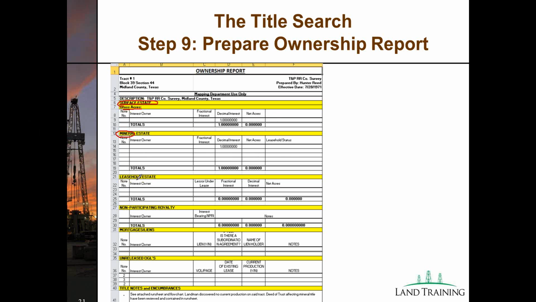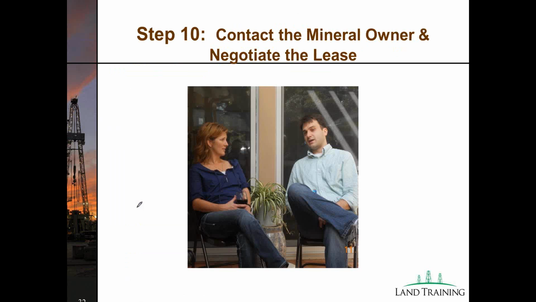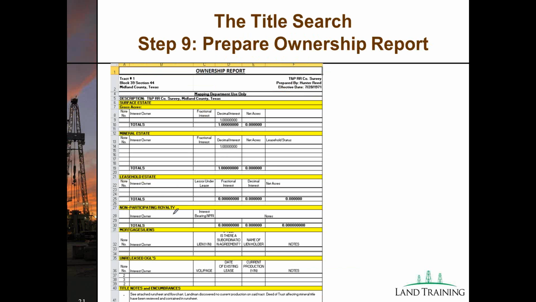Then you're going to look, are there any leases out there? And if there are leases, these are the people that own leases. This is the lessor name under the lease. This is their interest, their decimal interest, etc. Now, you don't have to do non-participating royalty. A lot of people do. That's when they've only been conveyed that royalty interest. But I do want to check the mortgage records and the liens records, and I do want to see if there's any unreleased oil and gas lease.